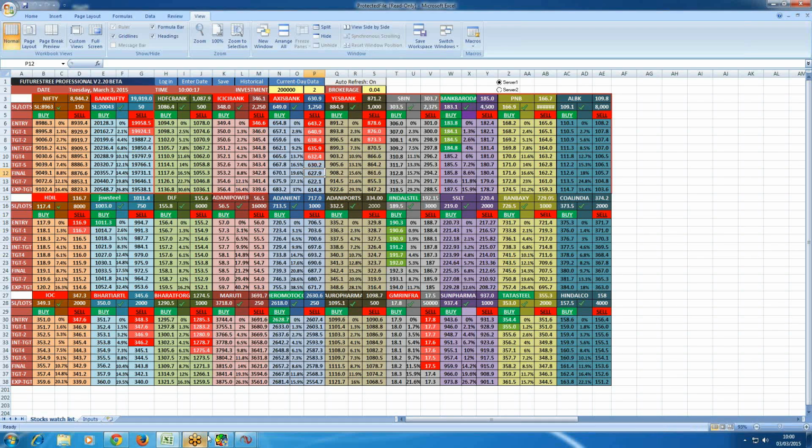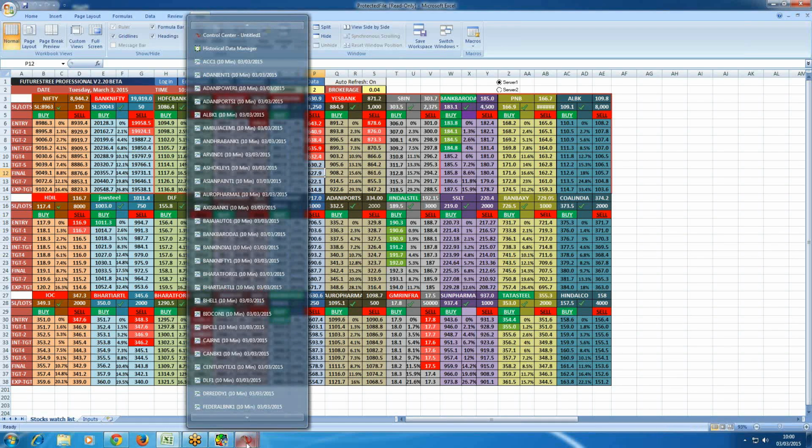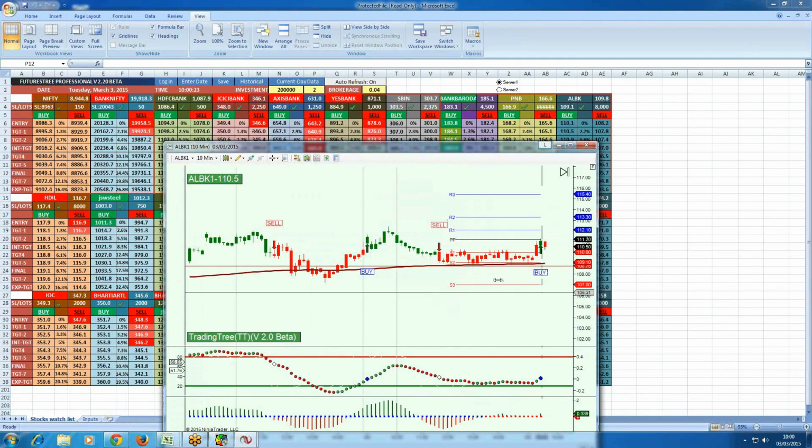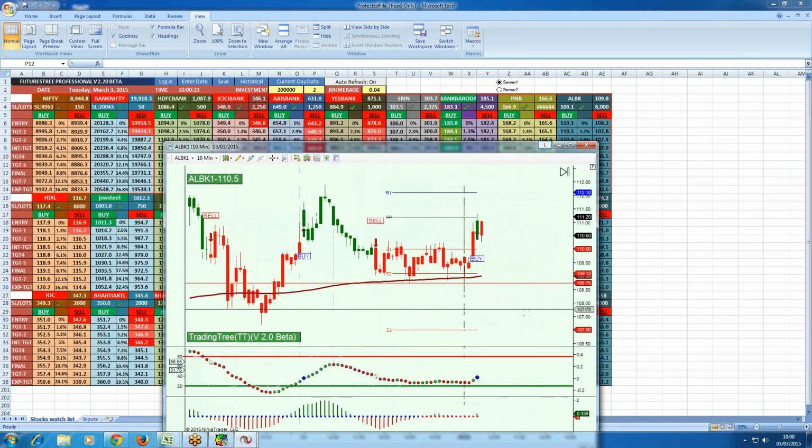So you place a trade. I will show you some real-time trades. I think we got a buy call here, Allahabad Bank. So you can just see that you got a buy call here.